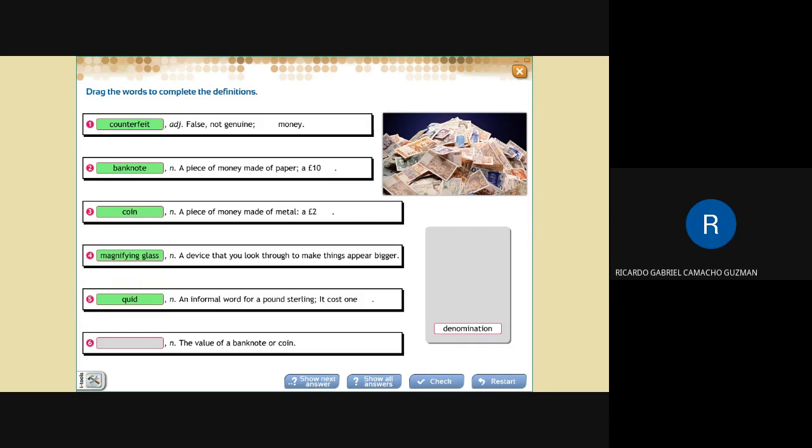Yes, tell me. One question. Is the word quid only for the pound, or is it the same for the dollar? No, the quid is only to refer to pounds, not with cents. The cents are called pennies.